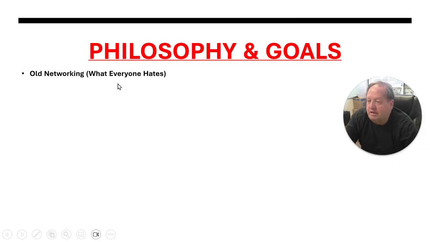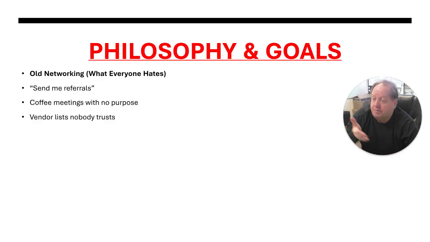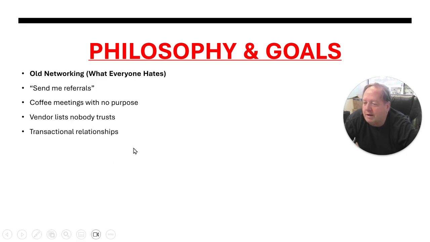So the overall philosophy is, one, the old networking way that we all used to hear about, business networking. We hated it, right? Because you felt like you were just going to people and begging them, like Oliver Twist, please send me some referrals. It was, let's have a coffee meeting, but nobody had an agenda. There was no measurable outcome to those meetings. You had vendor lists, but you didn't know that you could trust the people on your vendor list. I mean, honestly, most agents don't have vendor lists, but if you have one, you don't know if the plumber's any good, if the maid service is doing great work, whatever you're using. So we want to get around that.